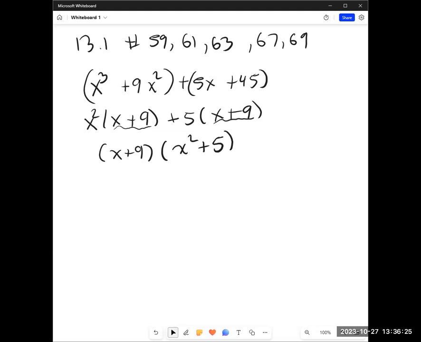Remember, we talked about how you can double distribute, but we can also distribute the binomial over the second set of parentheses, which is what we did here. We just undid that.